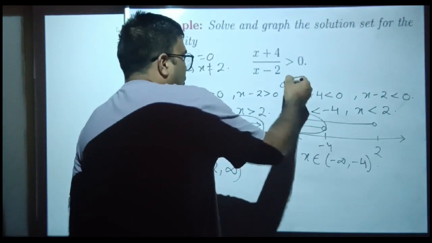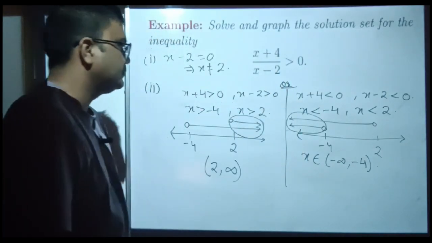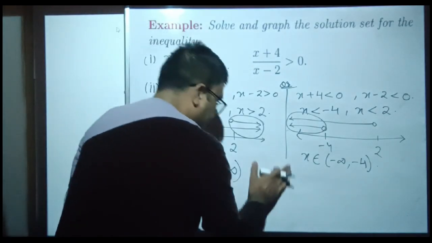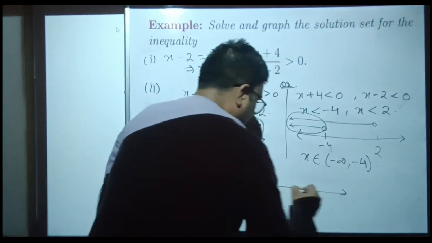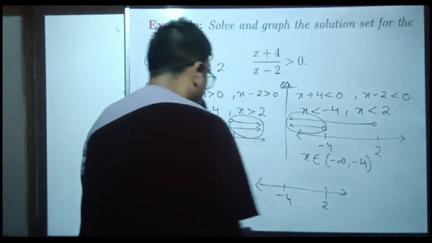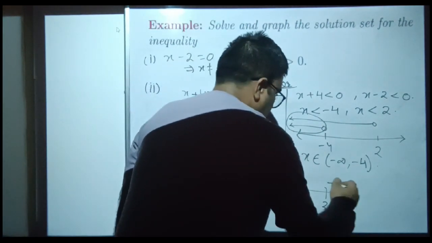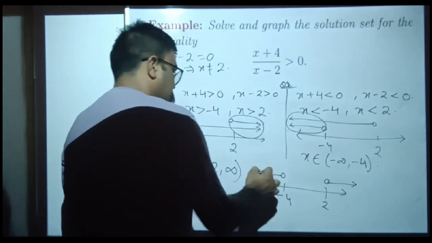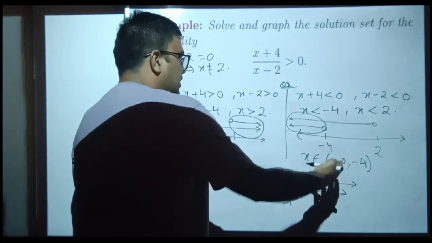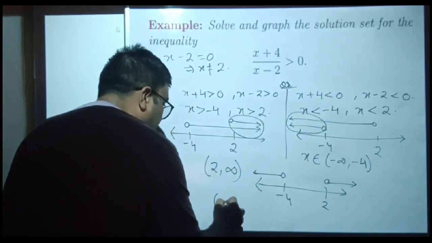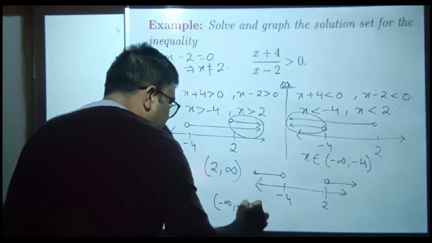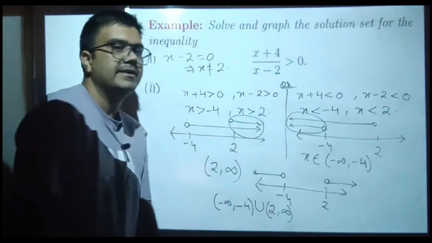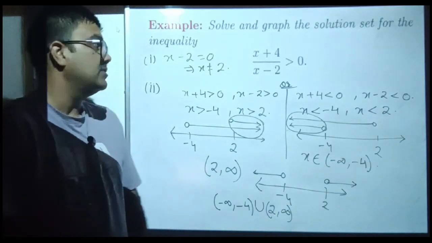It is either this or in between these two values. So what is the union of these two? We have the point minus 4, we have the point 2. We have the region x is greater than 2, and the region x is less than minus 4. The union of both these is minus infinity comma minus 4 union 2 comma infinity. This is the union of these two intervals.